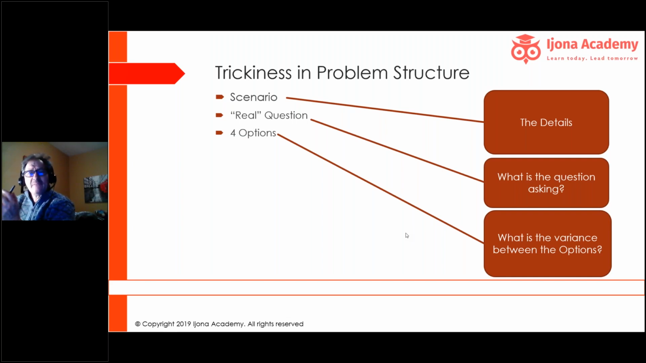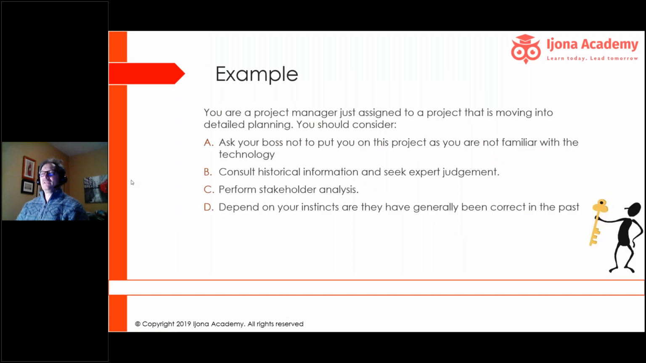By the way, if any of you have questions as we're going through this, please ask. I'm happy to discuss these, and I love dissecting questions. In fact, here's a good question. You're just assigned to a project that's moved into detailed planning. What do you need to do?